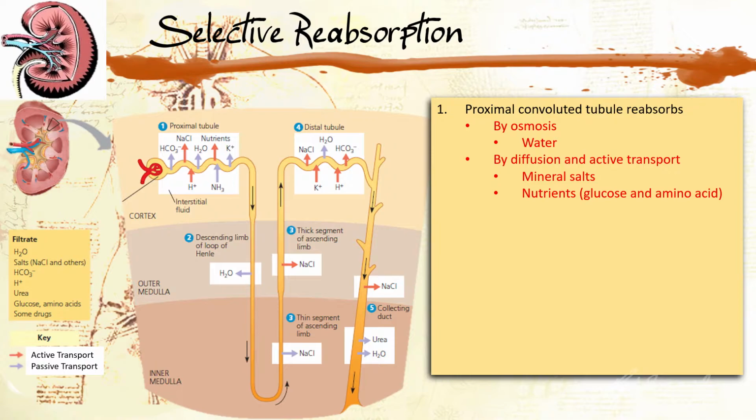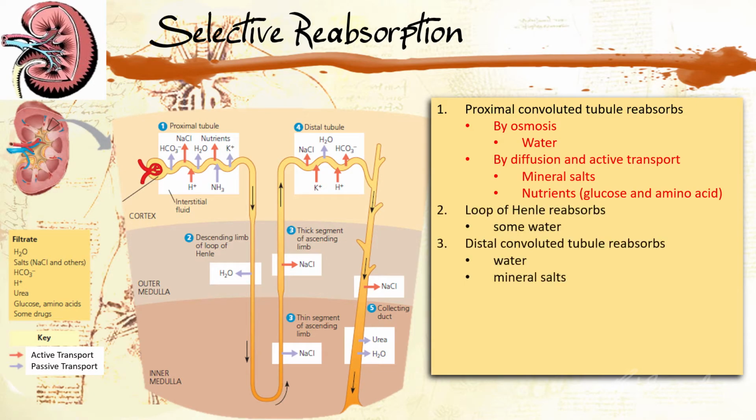So these are the things that are absorbed back. Please copy this down. Then in the loop of Henle and distal convoluted tubule, reabsorption will also take place.